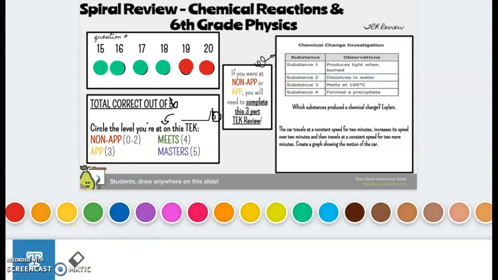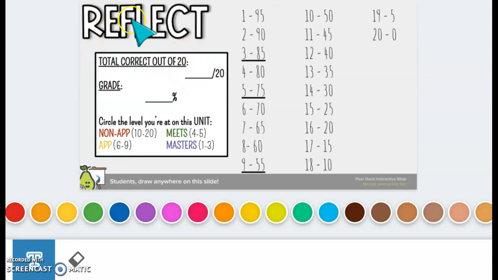Count up how many you got correct. And if I had 4 out of 6 for this TEK, that means I would be at meets. And since I was at meets, I would not have to come back to do the TEK review. Before moving on, does anybody have any specific questions on numbers 15 through 20 on the test? For slide 8, go ahead and count how many total you got correct out of 20.